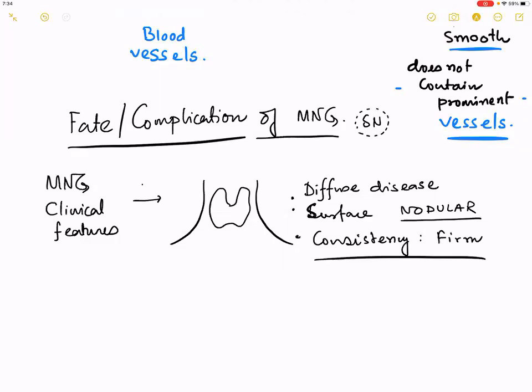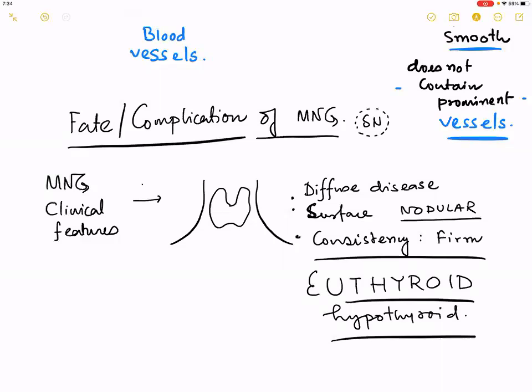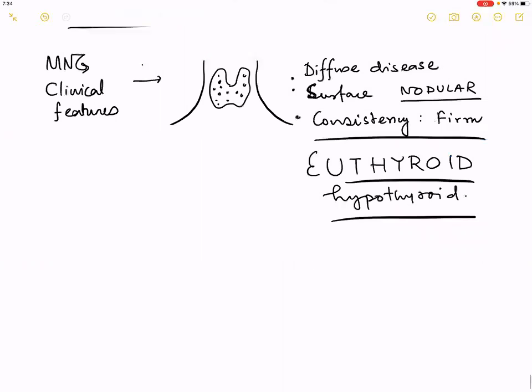The last one is that the patient is euthyroid. Or the patient could be hypothyroid if it is arising in a background of iodine deficiency. So either euthyroid or hypothyroid. If you have made this picture in your khatas, this is something called a multinodular goiter. Very simple bottom line thing. This is an MNG. Now, what can be the fate of an MNG?